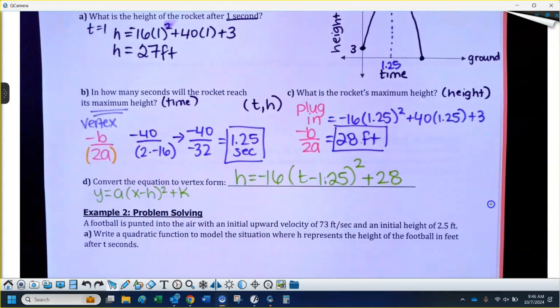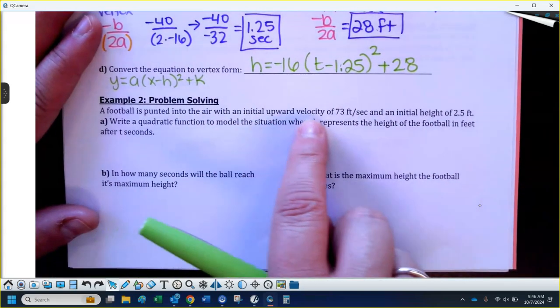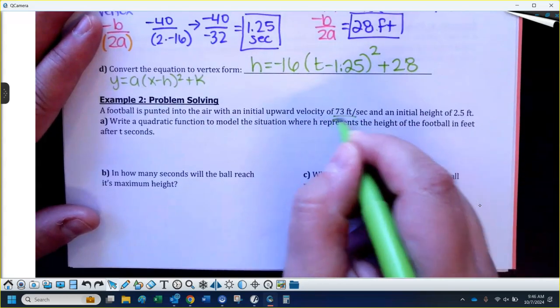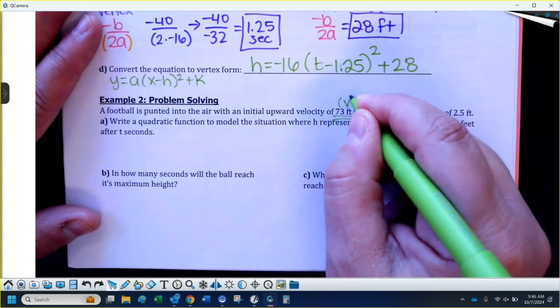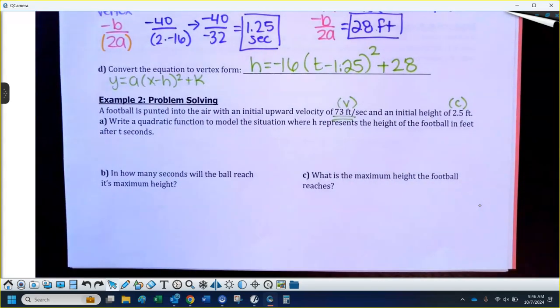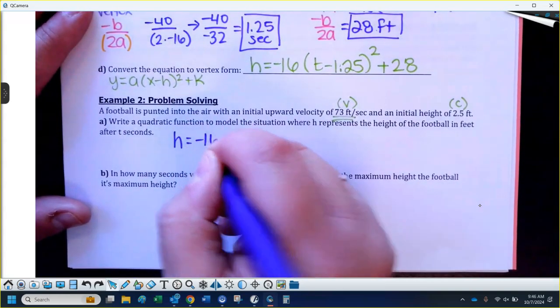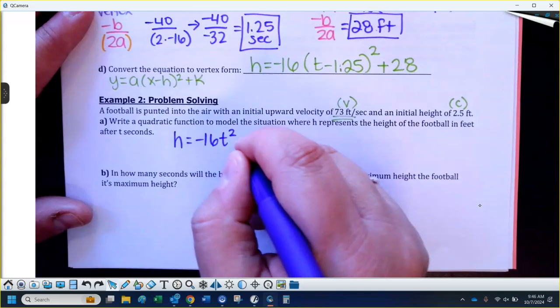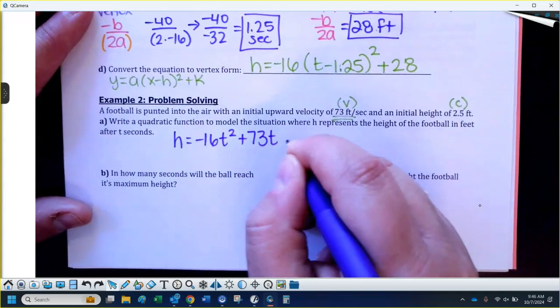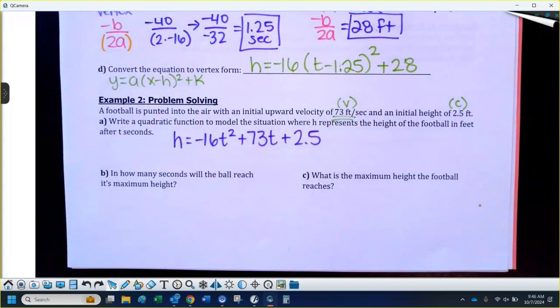Okay. Now, this one does not have the nicest numbers. This says a football is punted into the air with an initial upward velocity of 73 feet per second. So this is my velocity here. Initial height, that's your c value from that formula at the top of the page. Write a function to model this. So we're just going to do this. Height equals negative 16, which is the gravity, t squared, plus 73t, and then plus 2.5. That's all you've got to do.